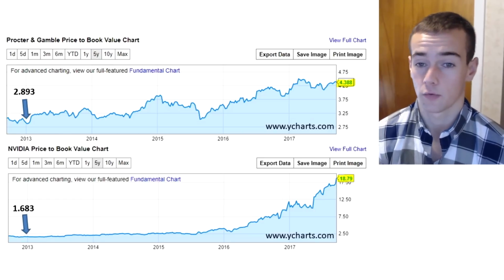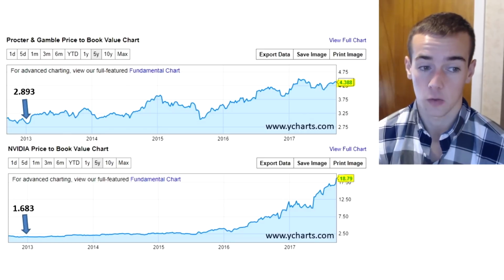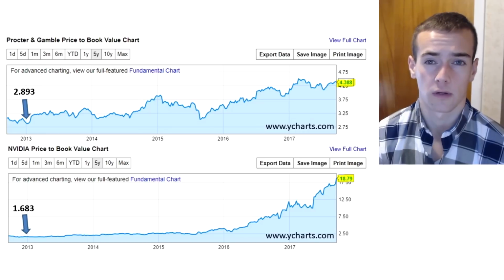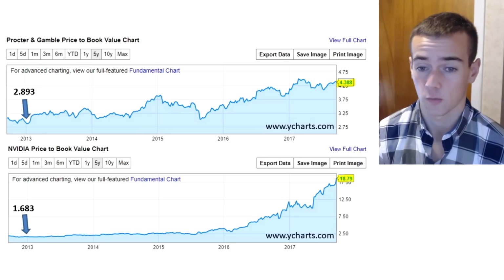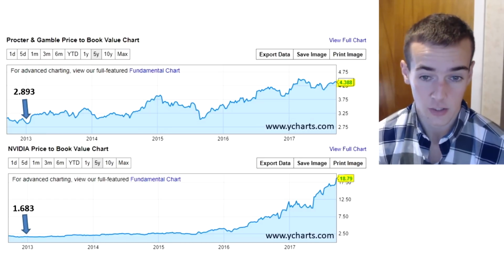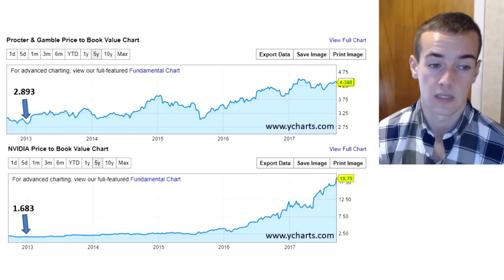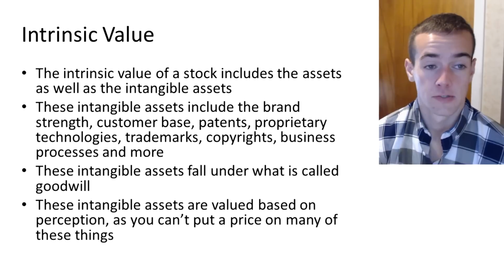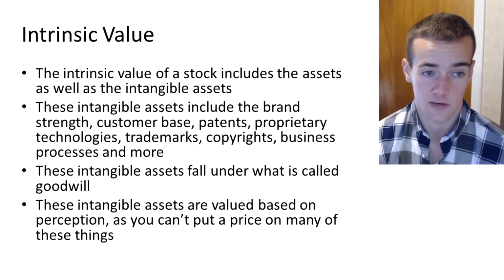Now, you do have to remember that a large amount of the value of Nvidia is those intangible assets, as well as what they have planned for the future. So that is why you're going to see such a large deviation between the price to book ratio today compared to 5 years ago. So the next value is the intrinsic value.